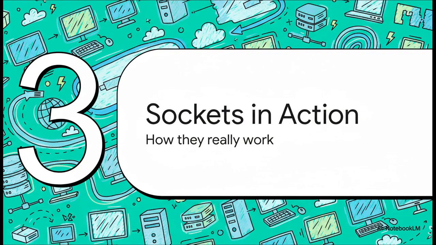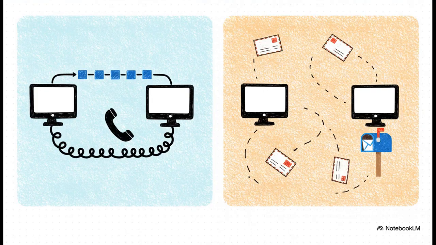Okay, theory's great, but now let's see how these things actually work in the real world. Let's get into the action. So, sockets really come in two main flavors. First, you've got TCP, and the phone call analogy still works here. It's connection-oriented. You establish a solid line, and you get a guarantee that everything you send arrives, and it arrives in the right order. This is perfect for stuff like web browsing or downloading a file. You can't have missing pieces, right?